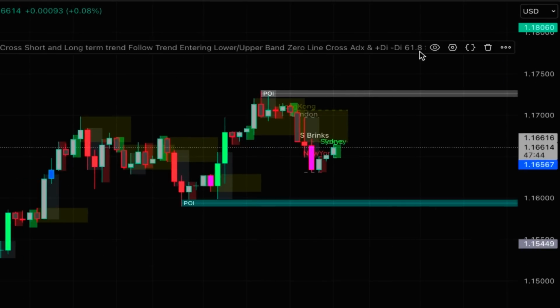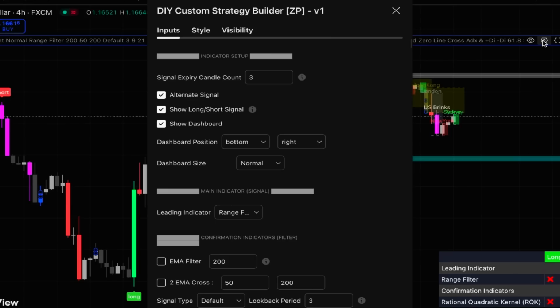Alright, now we go to the settings of the indicator and I will teach you how you can define your trading strategy based on nearly 50 indicators.